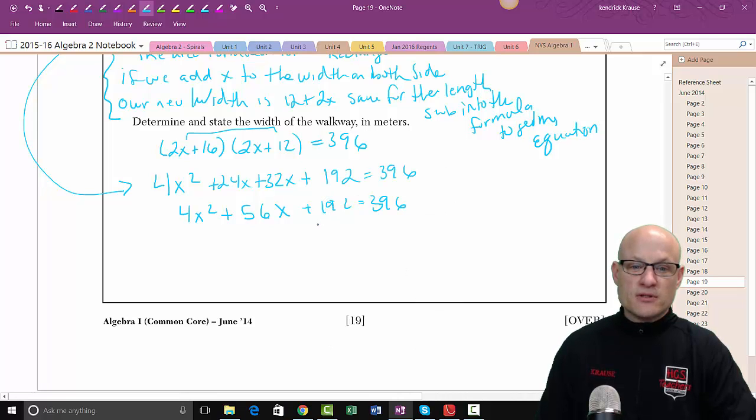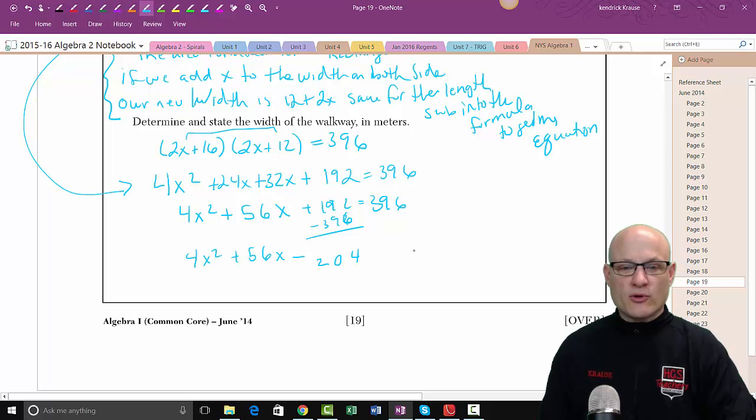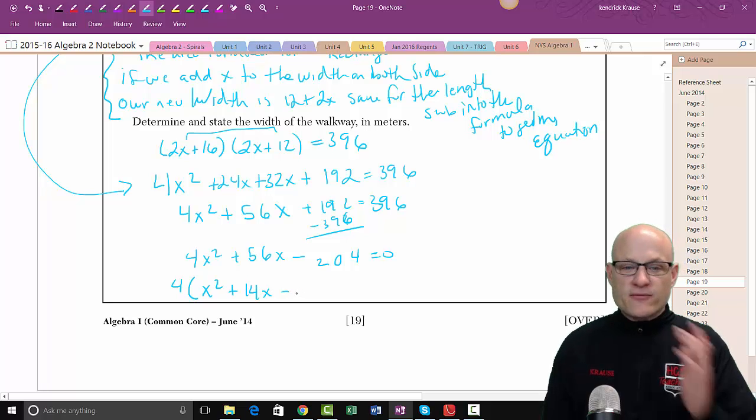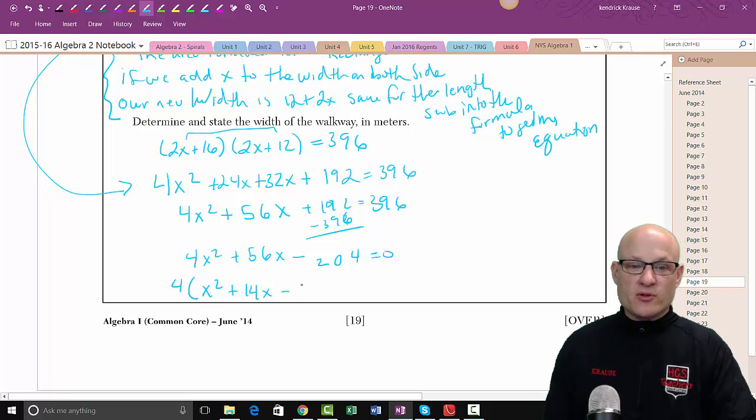Subtract 396, and I get 4x squared plus 56x, let's see, minus 204, equals 0. Take out a 4 because they all appear to have a 4 in common. Let's see. 4 would go in there 14 times. Minus, let's see, 4 goes into 204, so this would be 51.